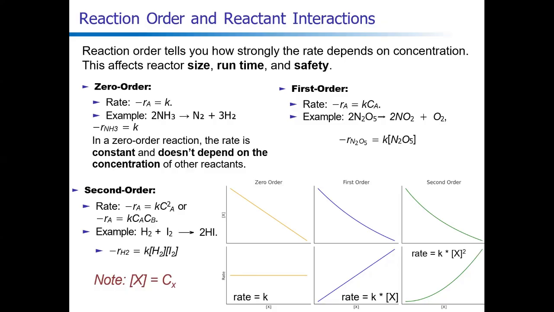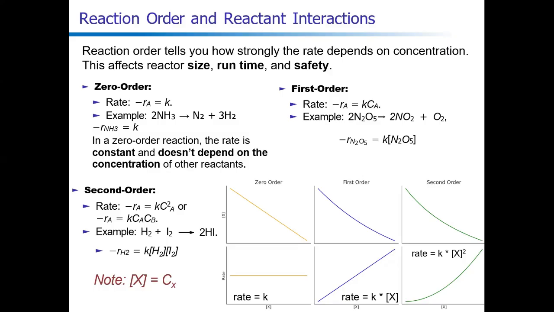Make a mental note that zero order is a linear concentration drop and a flat rate. First order is an exponential decay and a linear increase in rate. And second order is an even slower decay and an exponentially increasing rate rise. These figures help you instantly identify reaction order when analyzing experimental data.